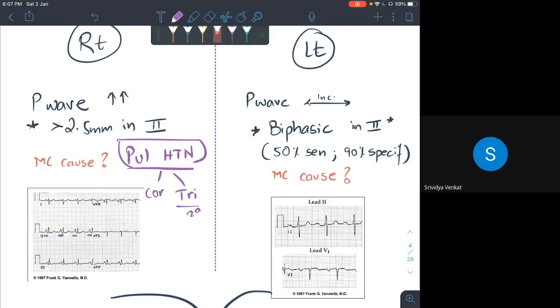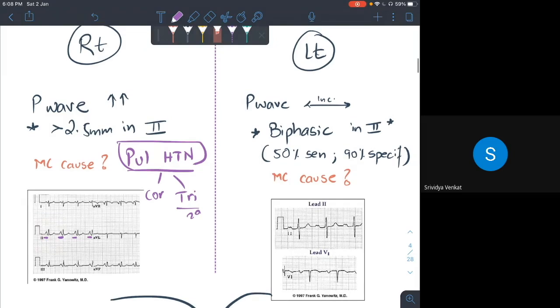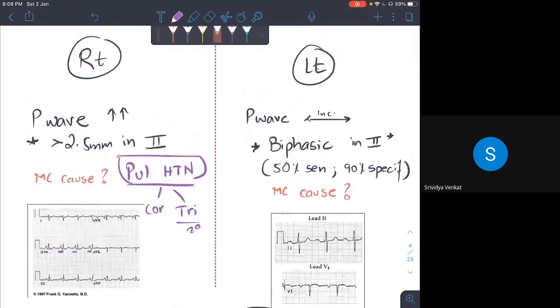Now, this is very common in patients who come in with some sort of chest disorder, but then you see this on the ECG, and then you know that that chest disorder has eventually led to the back pressure being created in the right side of the heart, and effectively right-sided atrial enlargement. Okay, so the most common cause, if you're asked in an exam, is pulmonary hypertension.